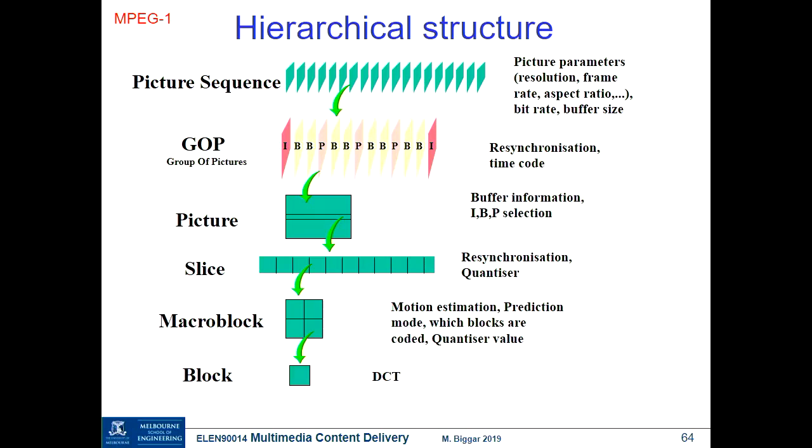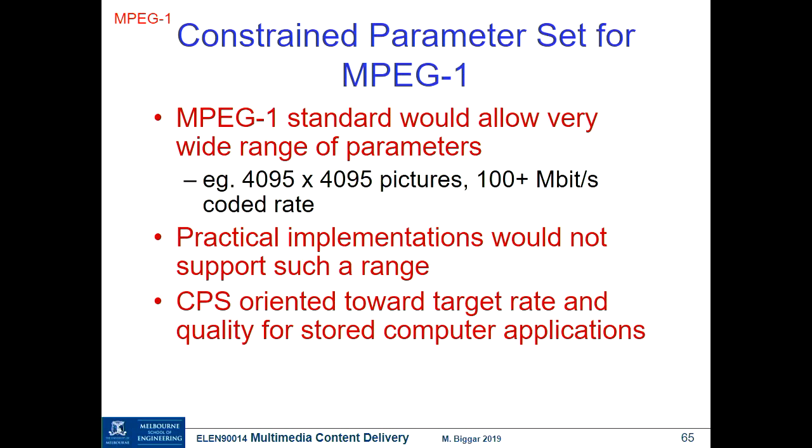Right. Okay. So another feature of the MPEG-1 specification that isn't well understood. You may have some familiarity with MPEG-1, but you probably wouldn't realise that the parameters that were allowed would permit you to encode a picture as big as 4095 by 4095 pixels, and to operate at more than 100 megabits per second. Remember I said it was optimised for just 1.5 megabits per second.